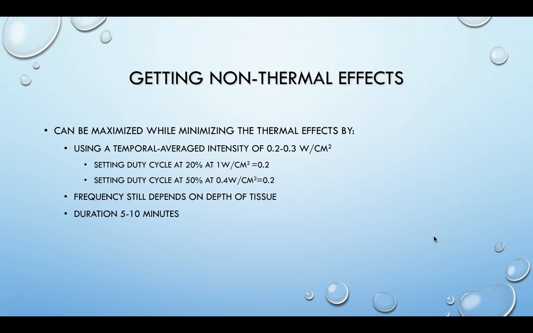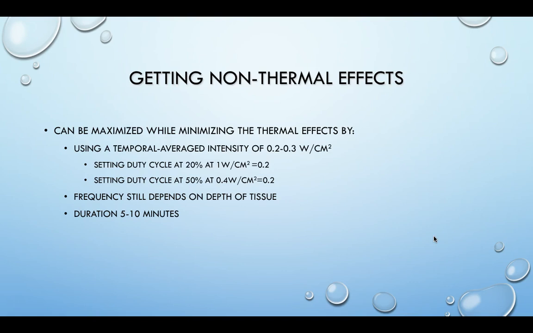So for examples, you can set a duty cycle at 20% at 1 watt per centimeter squared, right? So 1 times 0.2 is going to equal 0.2. Okay, you can have 50% at 0.4, right? So half of 0.4 is 0.2. So both of those get you to where you want to be of about 0.2. You can even have those lower. So we could have 20% at 0.5, and that would get us below 0.2. We just always want to stay below 0.2 or 0.3.